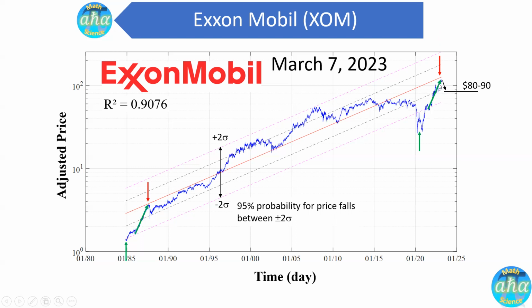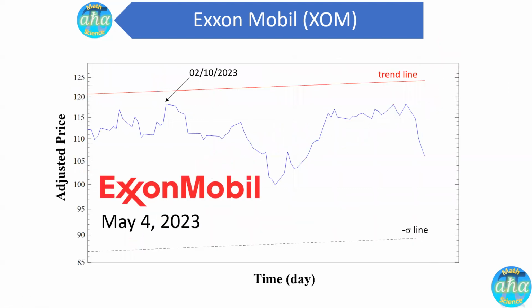Here is a close-up view of what happened this year for Exxon Mobil. Around March 7th, the price was very close to the trend line, and then it corrected. The top it reached was around February 10th, when the price was closest to the trend line. Then it went down a bit and rebounded, but you can see it is getting further and further away from the trend line. From the analysis we did on March 7th, it did not really have a chance to go above the trend line, just hovering around.